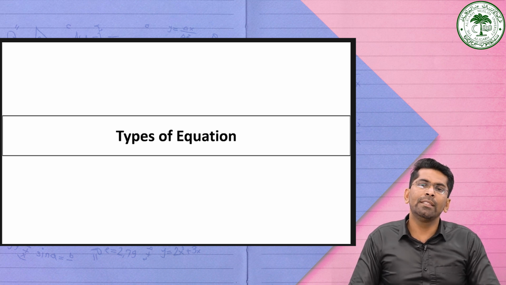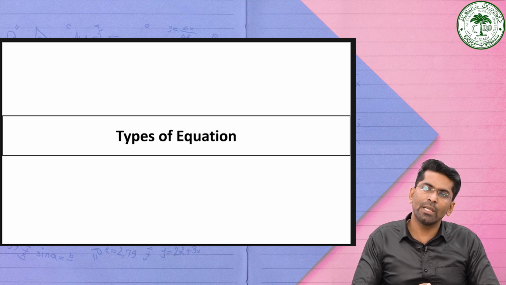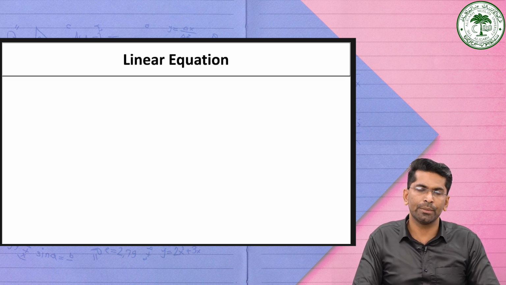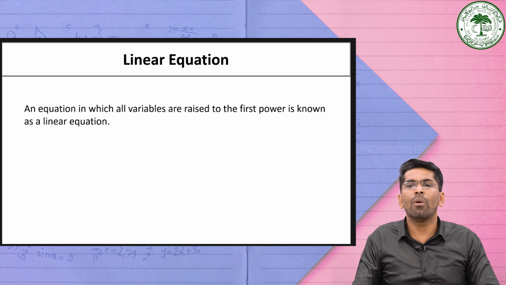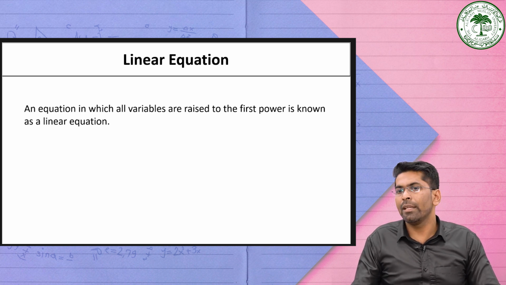Equations are generally categorized into various types, depending upon their structure, the number of variables involved, and the nature of mathematical operations. We will discuss here some of the common types of equations. We have the linear equation. An equation in which all variables are raised to the first power is known as a linear equation, similar to a linear function. So a linear equation is an equation of the first degree, meaning that the highest power of the variable will be 1.